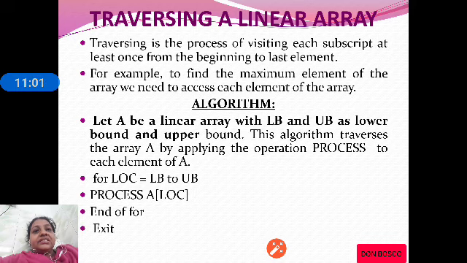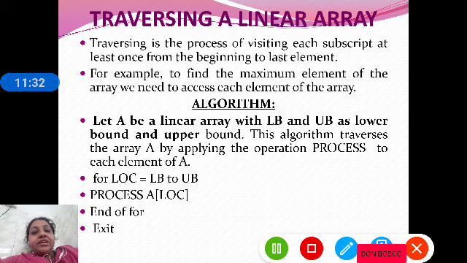So, this is the algorithm for traversal. In simple words, you can say for I is equal to 0 to n minus 1, we process A of I and we repeat the process till we reach n minus 1. That means from beginning to end. So, we are accessing the element to perform some operation, and this operation is called traversing.